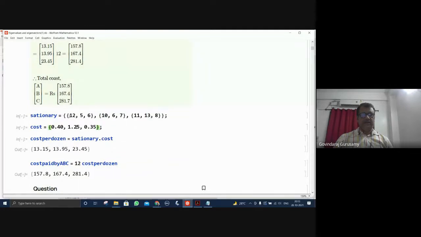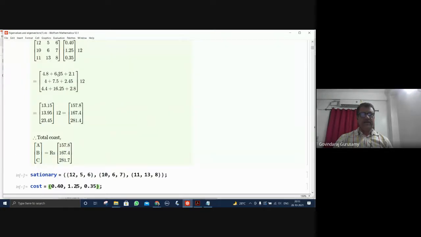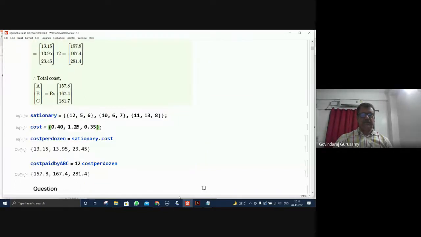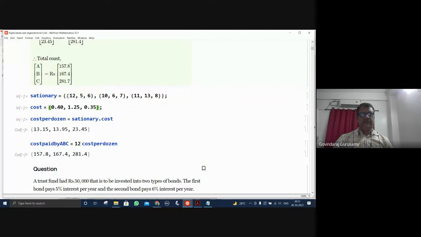And if you transpose this, then you are handling this as the row. To transpose, this column becomes a row. Okay, that's the Mathematica way of handling things.